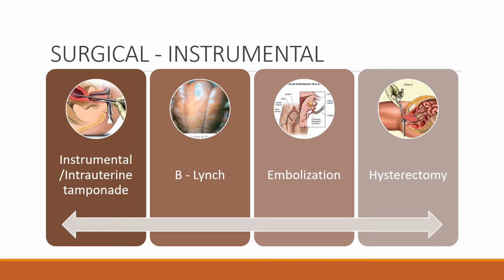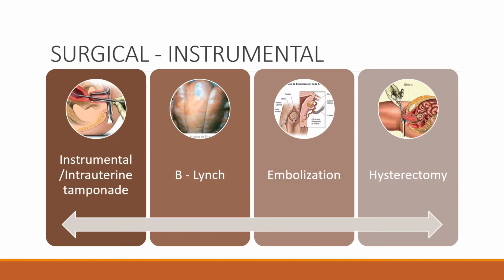And then just to know that there exist three other options. That is the B-Lynch suture, then the embolization, and finishing with the worst and last option, that is the hysterectomy. If we can't find any way to stop the bleeding, we will have to perform a hysterectomy.